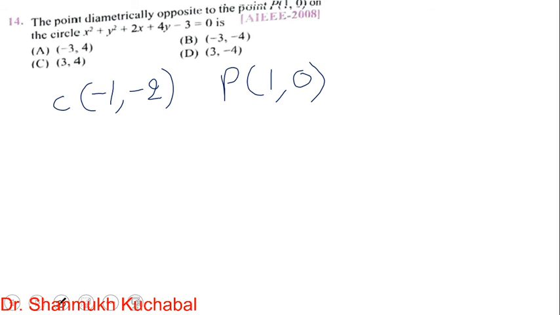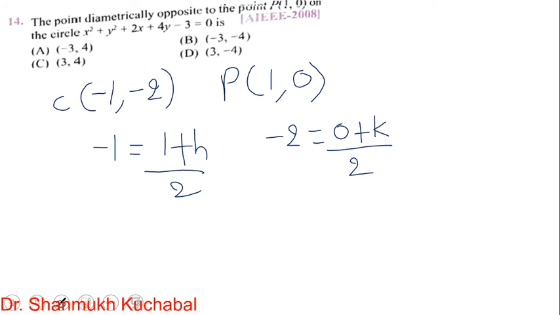Then we will find another point. Very simple. We take -1 equal to (1 + h) divided by 2, the midpoint formula. And one more, -2 equal to (0 + k) whole divided by 2. So we will simplify. 2 will be transposed to the LHS. Simplifying, we get the h value as -3. Similarly, transposing 2 to the RHS in the other equation, we get -4. So k equals -4.